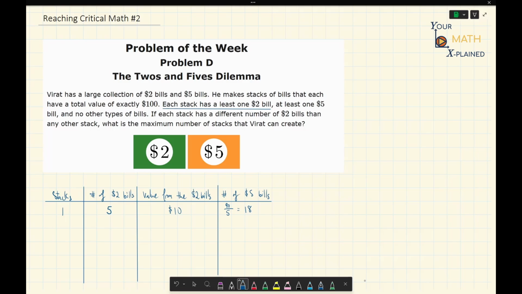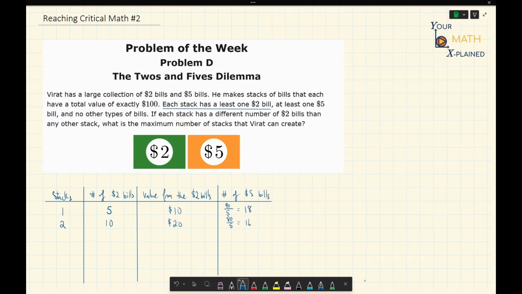So if we try the next scenario, so let's say we're working on stack number 2, the next allowable number of $2 bills should be 10. Because I can't go anywhere with $12 or $14 or $16 in $2 bills. It's just not going to work out. I'm going to need at least 10 to make up $20. And then I can fill the remaining $80 with $5 bills, which would leave me with 16.